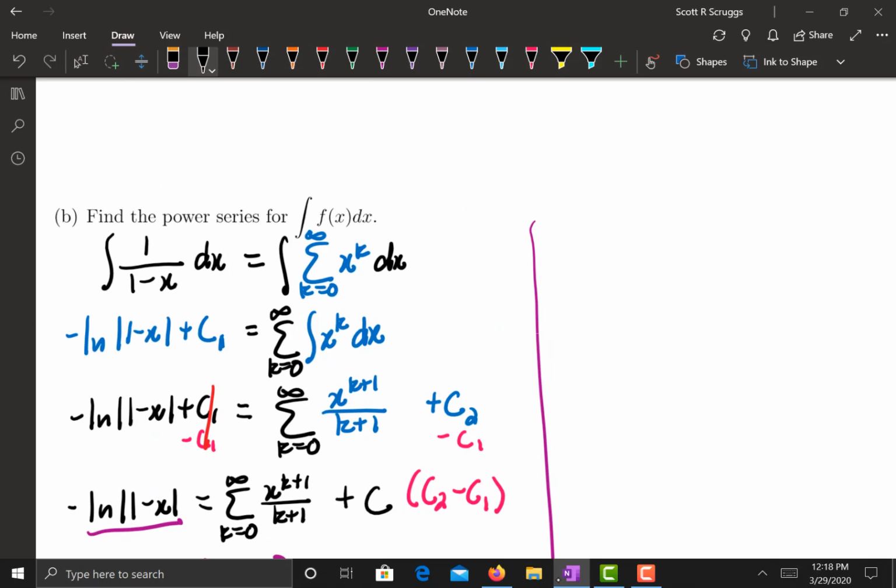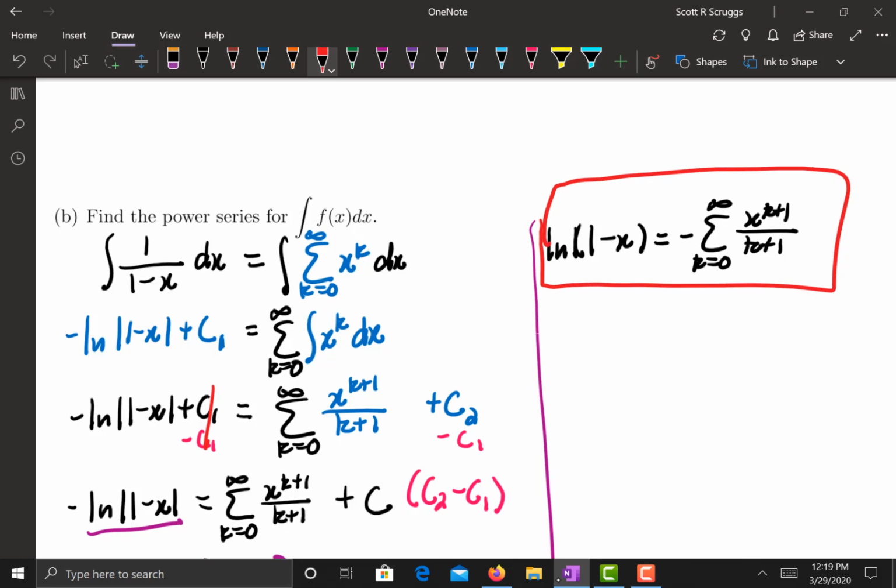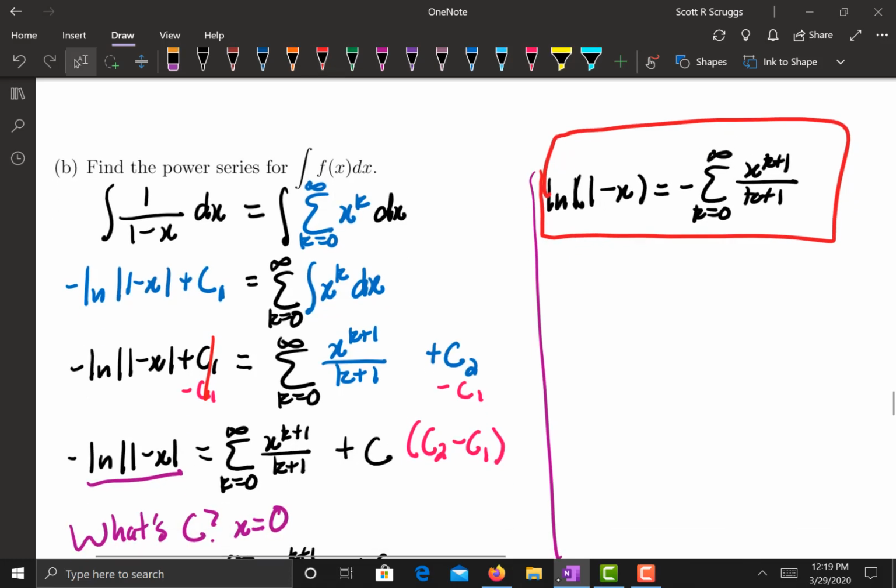that if I divide both sides by the negative sign, natural log of 1 minus x equals negative the sum from k equals 0 to infinity of x to the k plus 1 over k plus 1. So I now have a series representation of the antiderivative. Now from our theorem, I still have the exact same radius of convergence, which is 1. But now let's check and see if I still have the same interval of convergence.